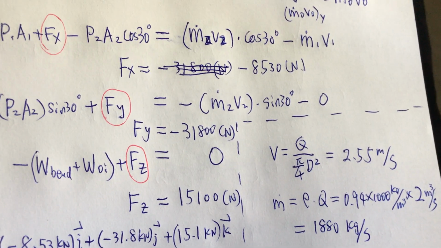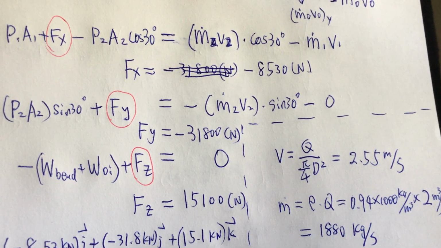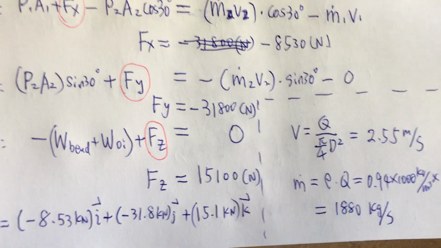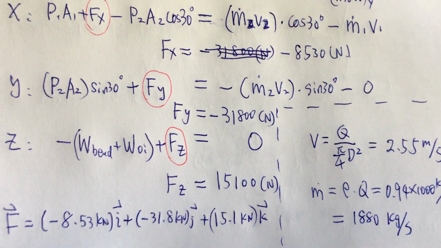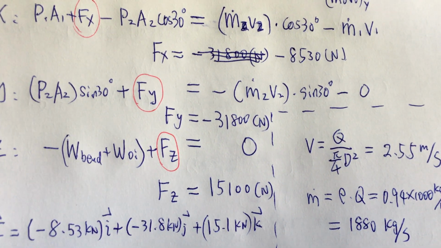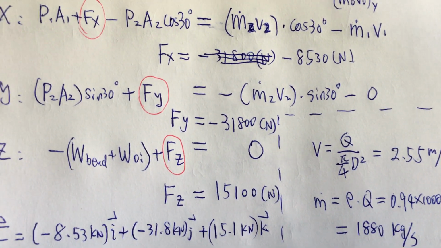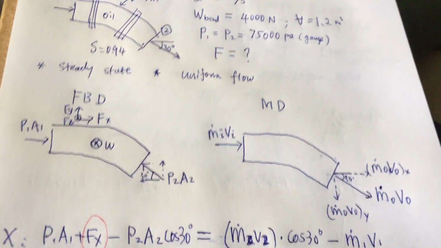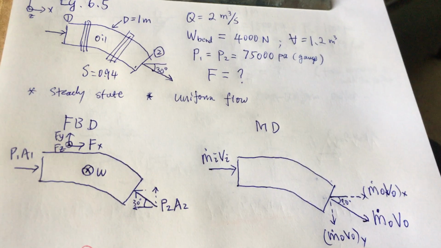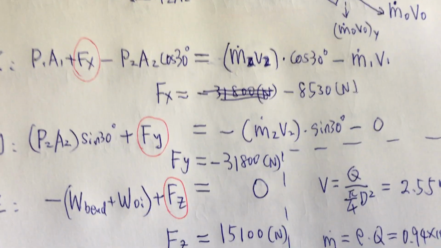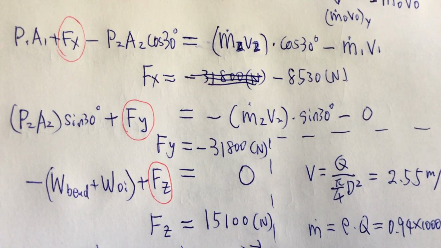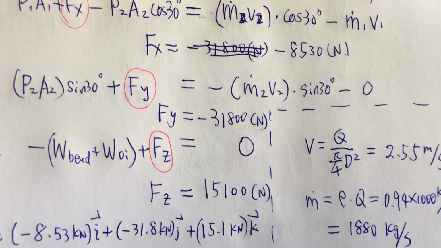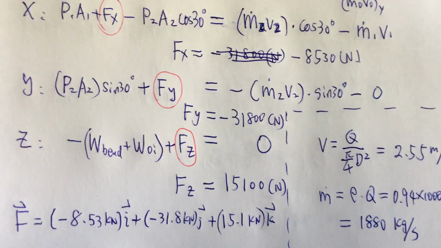Fx equals negative 8,530 Newtons, Fy is negative 31,800 Newtons, and Fz is 15,100 Newtons. The weight of oil is really simple. It's gamma oil times the volume. Volume is given. Gamma oil is 0.94 times the gamma of water, 9,800. So you should be able to calculate that easily. So these are the three forces.